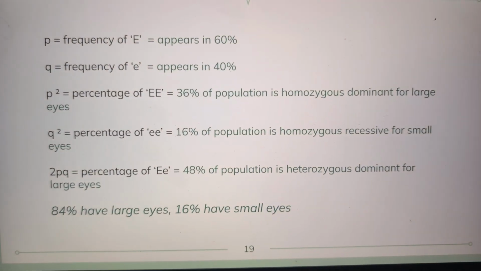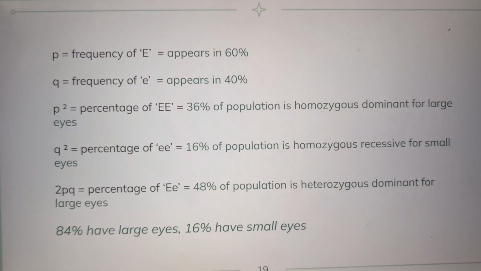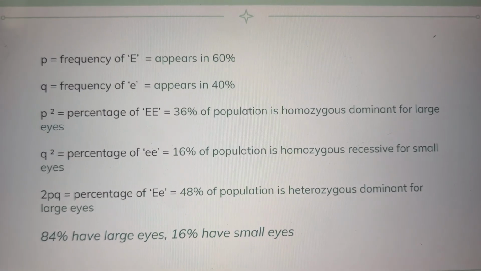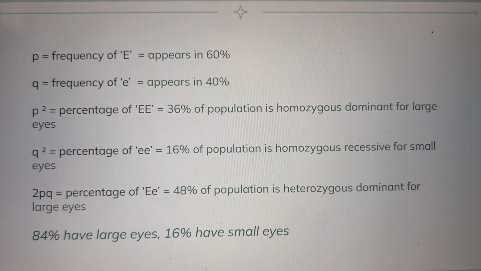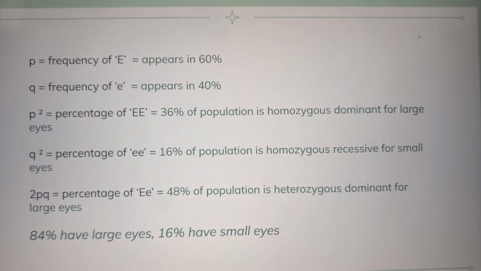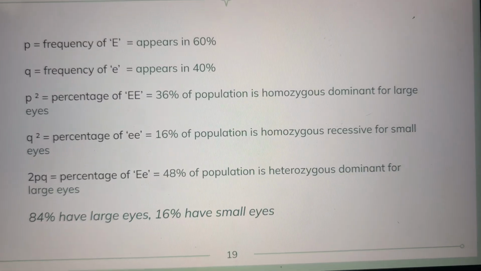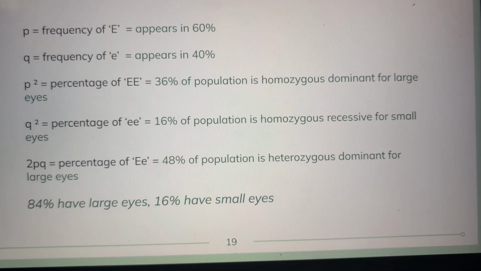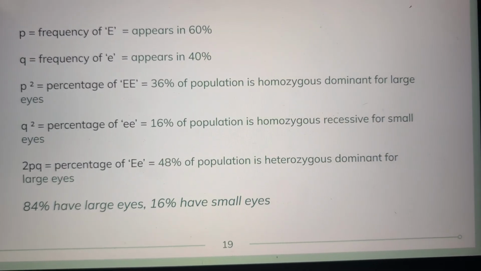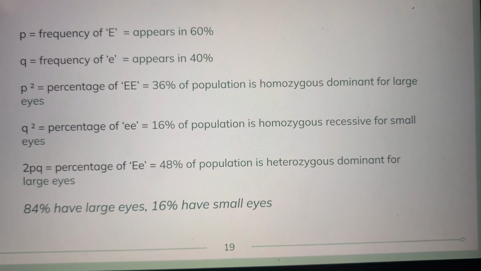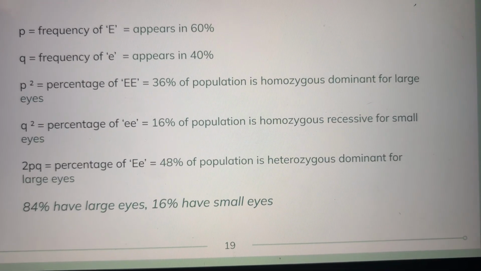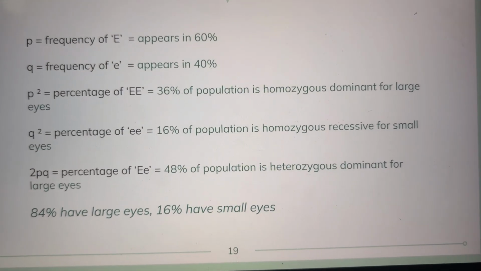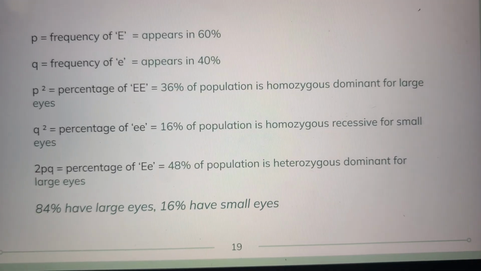Here it's written out in long form. The dominant allele appears 60%. The recessive allele appears 40%. Homozygous dominant makes up 36% of the population. Homozygous recessive makes up 16% of the population. And heterozygous makes up 48% of the population, which means 84% of the population has large eyes and 16% of the population has small eyes.